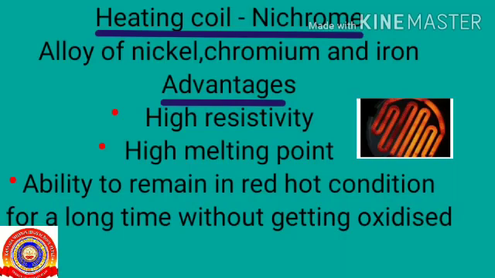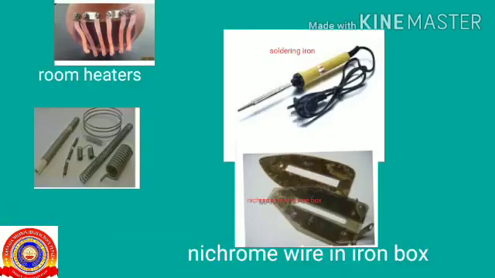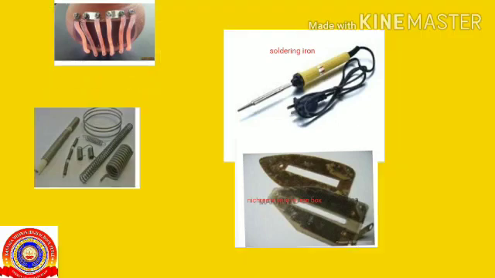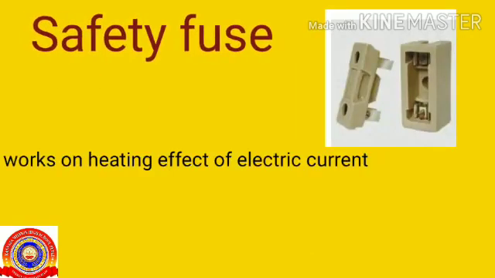Some of the heating appliances are room heaters, soldering iron, and in iron box also we are using nichrome wire as the heating coil because it has high resistance and it resists more current and more heat is produced there. And the next one is safety fuse.